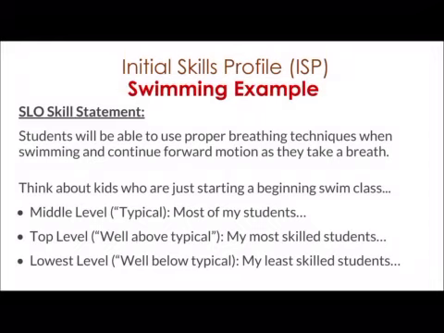So a lot of people find that it's easier to start with the typical, kind of start with the middle. Most of the students coming into a beginning swim class should be able to do this. Then we want to look at the well above typical. Most skilled students, as they come into a beginning swim class, can do these things. And then at the lowest level, where students would be. Okay? So as we look more into this example, kind of think about the idea of finding where students are in each of these levels.